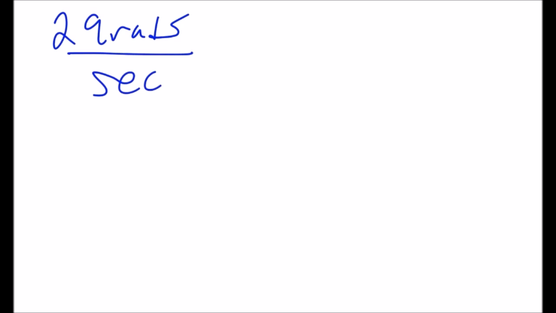Okay, so I'm going to use the 29 radians per second, and we're going to revolutions per minute. I already addressed that. So how many radians would go on the bottom here? 2 pi, okay? So we want 2 pi radians, and you need to put that in parentheses.